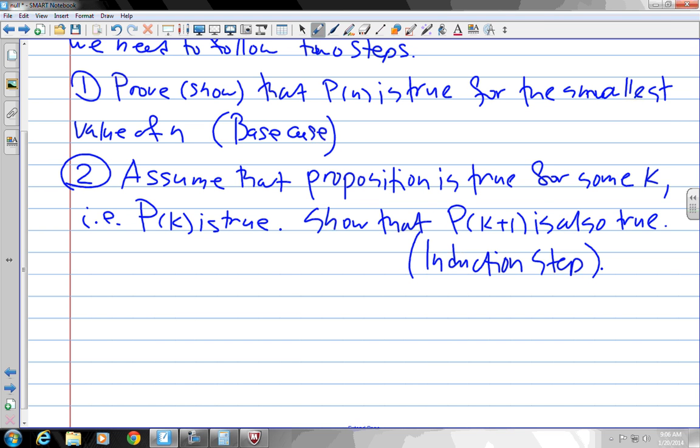So again, what allows us to assume that the proposition is true for some k? We already showed that it's true sometimes. The base case allows us to make that kind of assumption. And then basically you start from the base case and you get it covered for all natural numbers. Is that okay? So that's the idea. So let me show you an example.